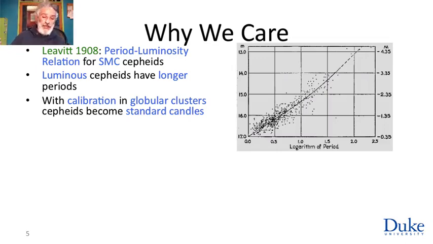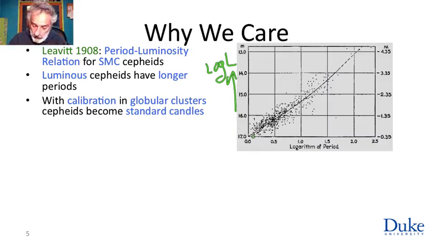The reason we care is a discovery by an American astronomer, Henrietta Leavitt, in 1908, and this is actually her data. This is a plot of, again, magnitude is a logarithmic version of luminosity increasing this way, not temperature, luminosity, logarithmically, so this is the log of L, plotted versus the logarithm of the period. Remember, the periods of Cepheid variables are days. They vary from a day to 50 or 60 or 90 days.